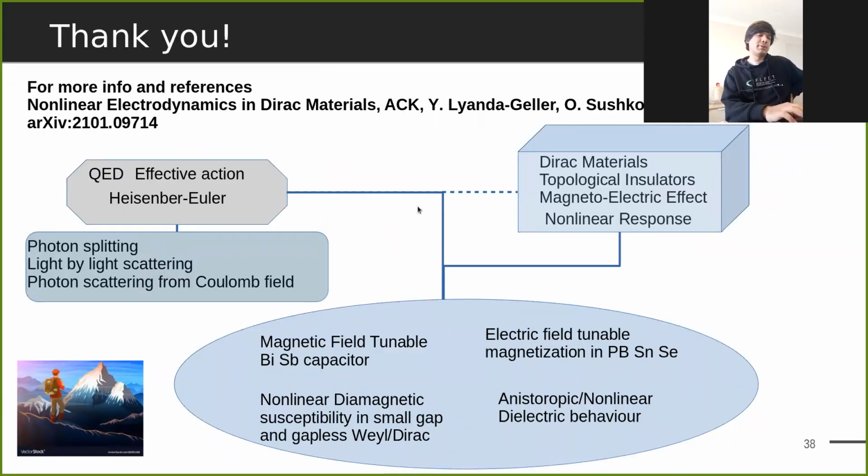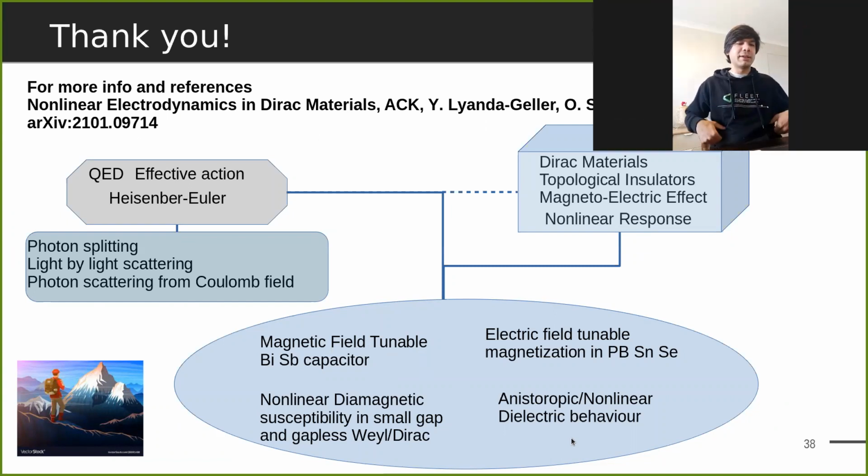I'm going to put the conclusions here in the form of this conceptual map again. So we've considered Dirac materials and their magnetoelectric response. In analogy with actual vacuum, we find that this magnetoelectric response must be very nonlinear, and these nonlinear effects can be seen in a number of Dirac and topological insulators. They can manifest themselves as a magnetic field tunable capacitor, electric field tunable magnetization, anisotropic and nonlinear behavior, and nonlinear diamagnetic susceptibility in small gap systems.